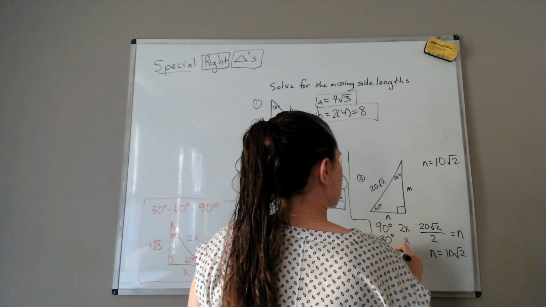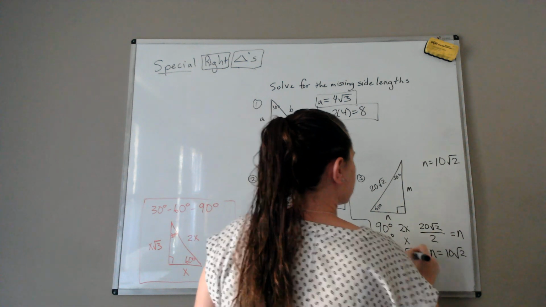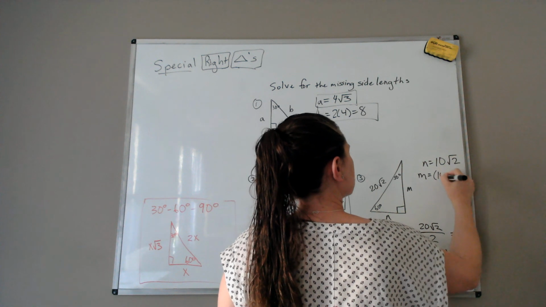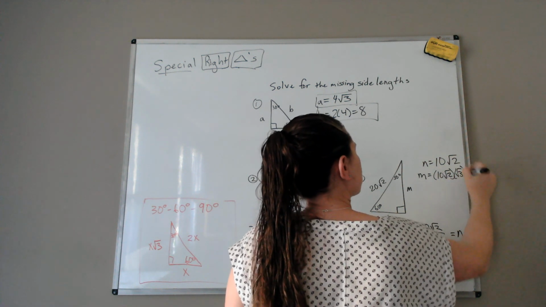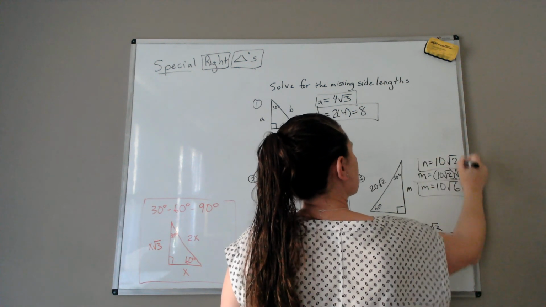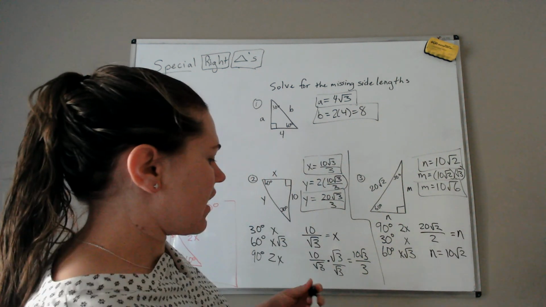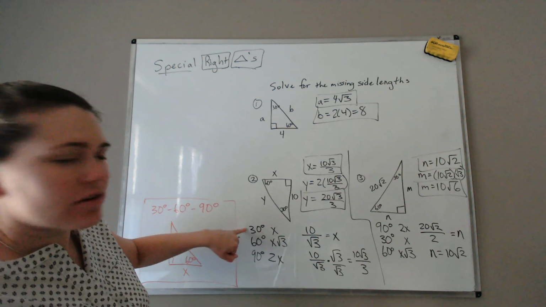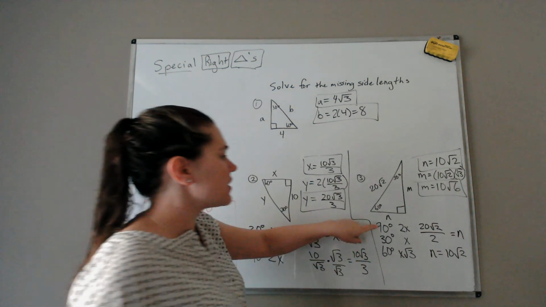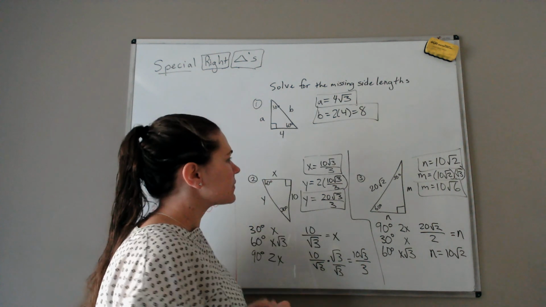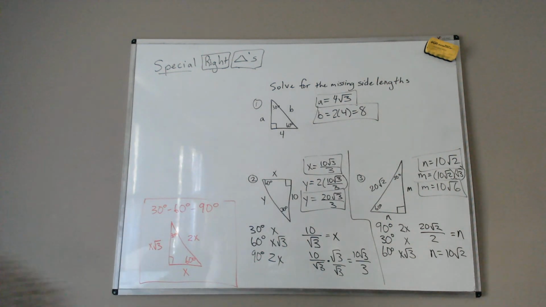Now, how do you get what's opposite 60? You take whatever's opposite 30 and multiply by the square root of 3. So we take 10 square root 2 and multiply by the square root of 3, which would just be 10 square root 6, and the square root of 6 can't be simplified. Remember, if you're given what's opposite 60, to get to 30 you divide by the square root of 3. If you have what's opposite 90, to get to what's opposite 30, you divide by 2. Okay, so this is the 30, 60, 90, and now let's move on to the second special right triangle.